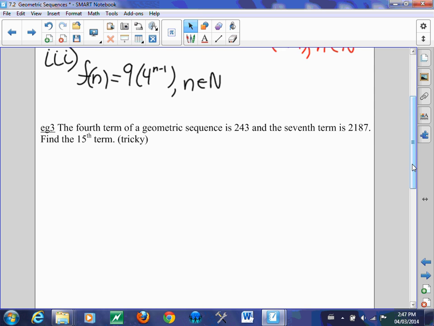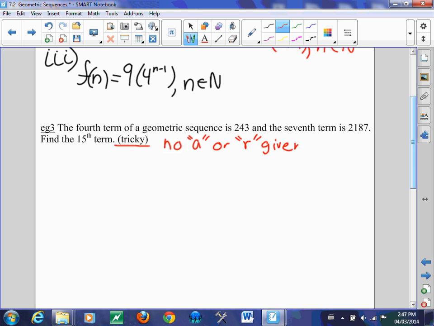Okay, so example 3. The fourth term of a geometric sequence is 243, and the seventh term is 2,187. Find the 15th term. And it says it's tricky. It's tricky because we're not given the start of the sequence, so we don't know what A is. What else? If we don't have the sequence, we can't figure out the r. So we have no A or r given, so we've got to figure out some other strategies.